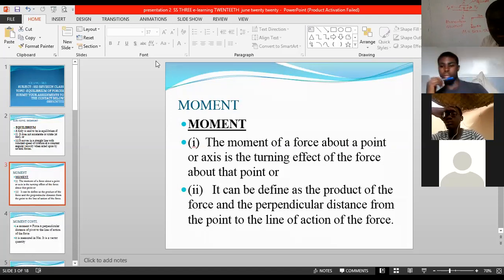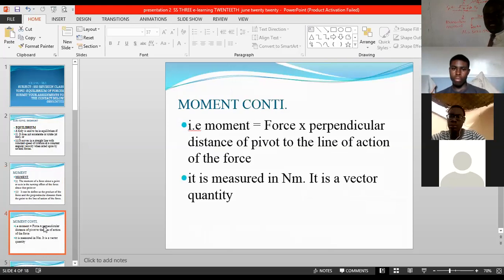Now, moment and momentum are both vector quantities, because they have magnitude and direction. That is, moment is equal to force multiplied by the perpendicular distance of the pivot to the line of action of the force.